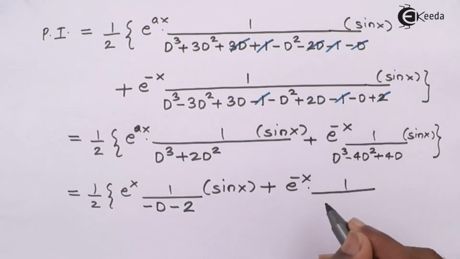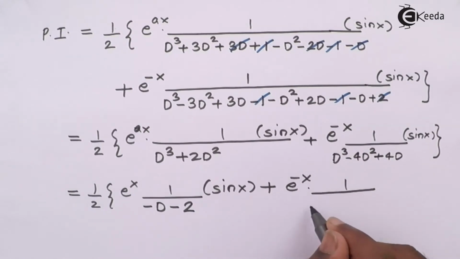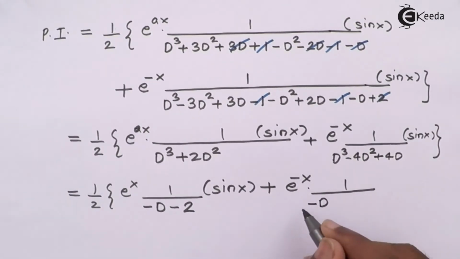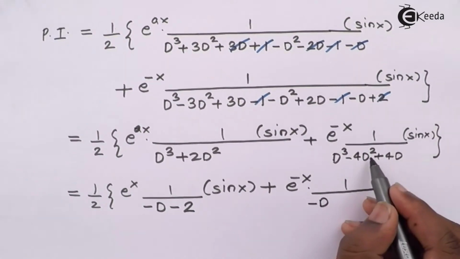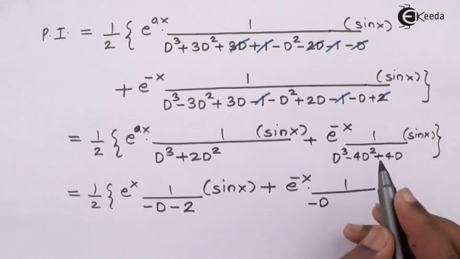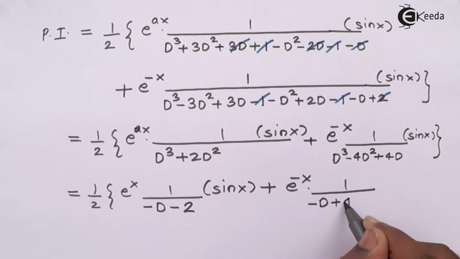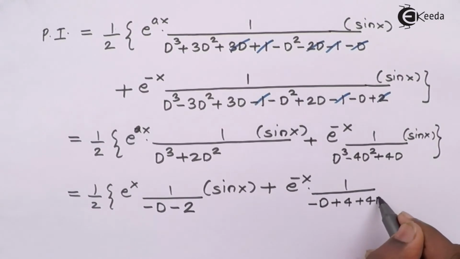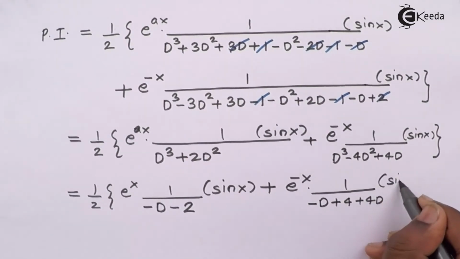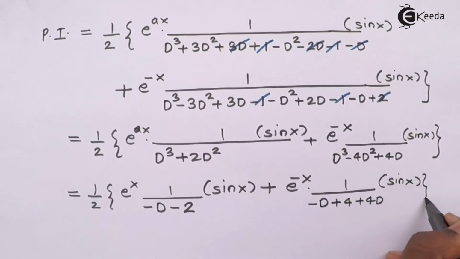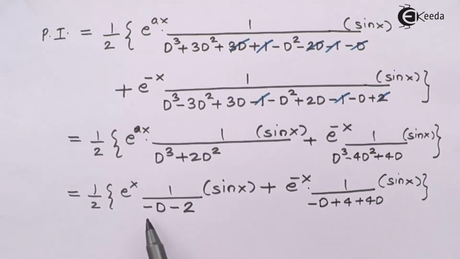So minus 1 into d is minus d. Then this d square is minus 1. So minus 1 into minus 4 is plus 4, plus 4d into sine of x. Next, here we have minus d minus 2. I can take the negative sign outside, we'll get d plus 2.